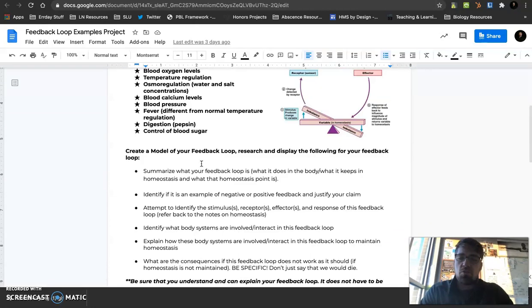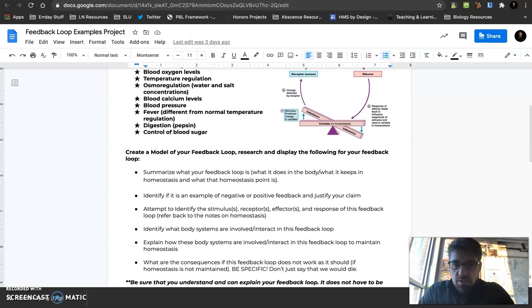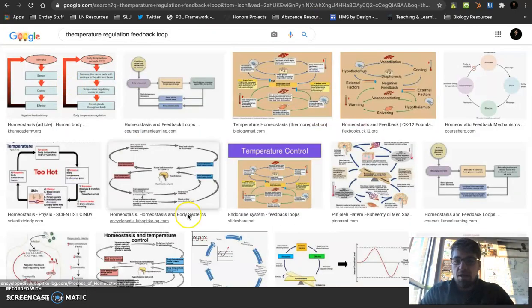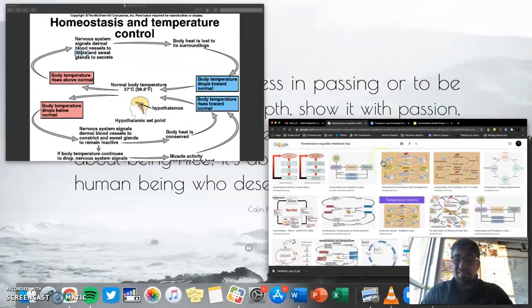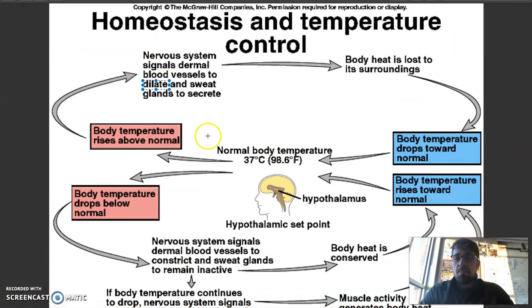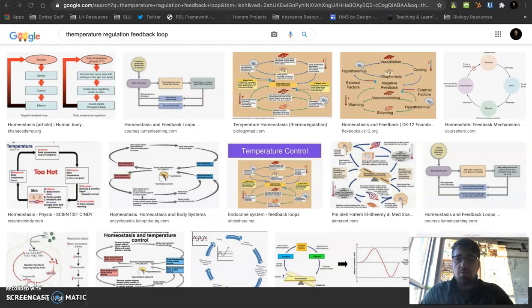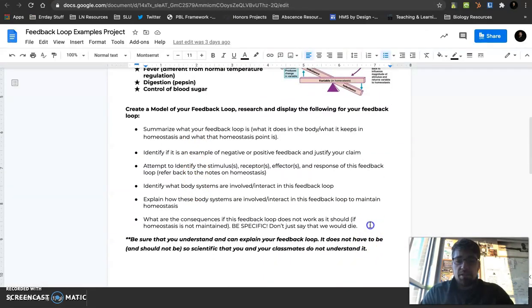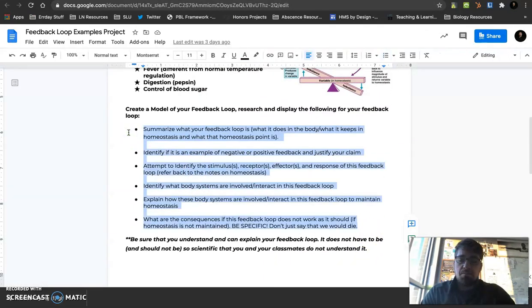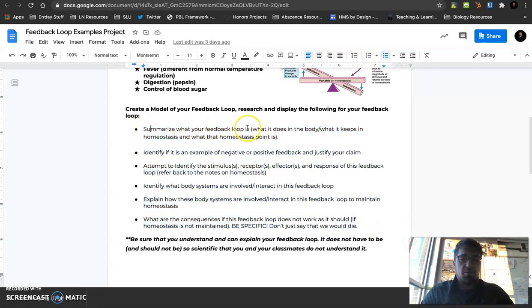Okay, so once you create that model, which again, you already have that made for you on Google, you just need to make sense of the image. Okay, once you have that, you're then going to do these things here. Okay, these 6 things. You're going to summarize what your feedback loop is.